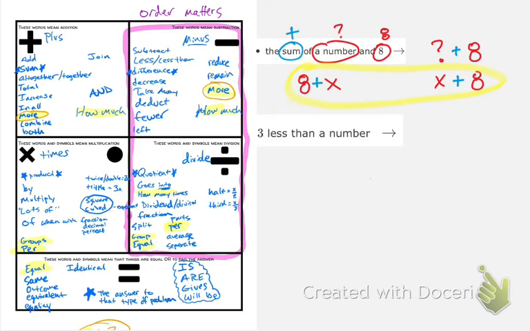Here we have 3 less than a number. I'm going to look for my clue operation words. I see the words less than. That tells me that I'm subtracting. And I'm going to look for my numbers. Just like the last problem, I have one number, 3, but I also have an unknown number. I'm going to choose this time to use the letter N to represent that number. Again, you could pick any variable or any letter that you wanted to.